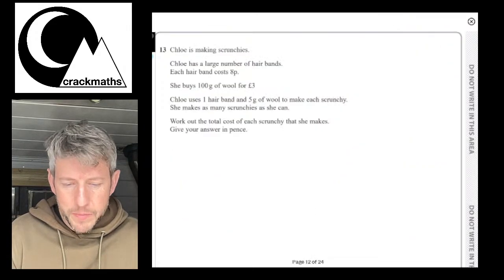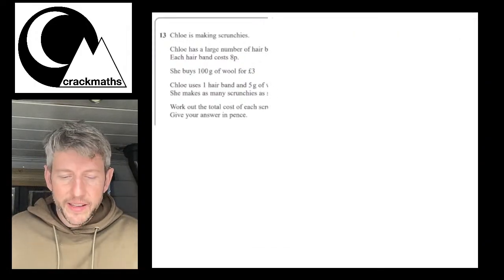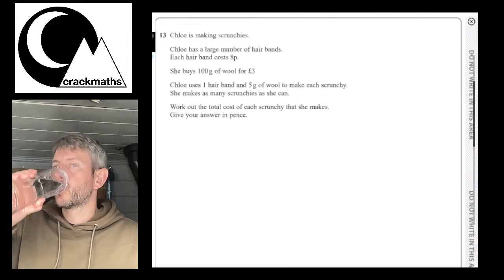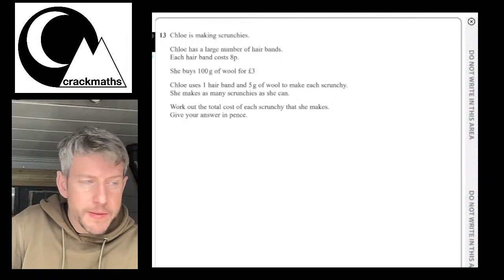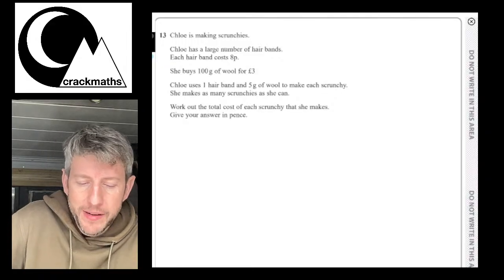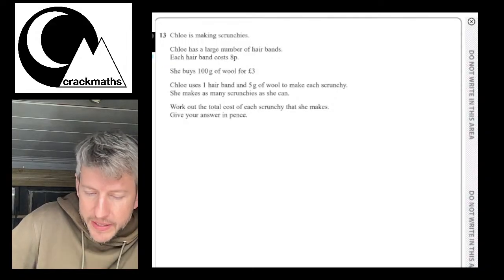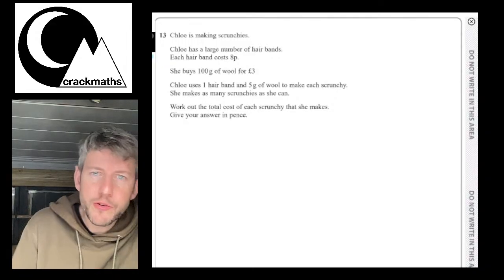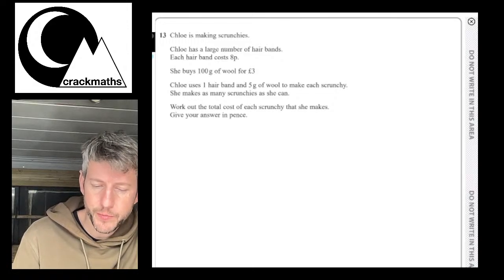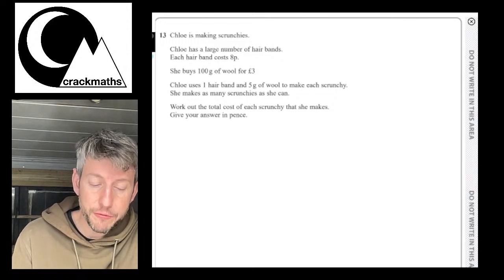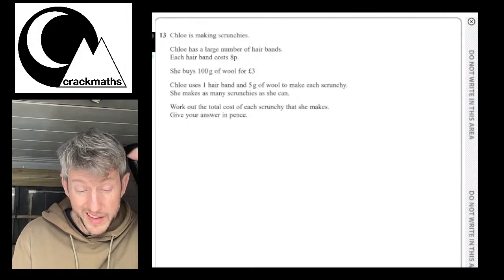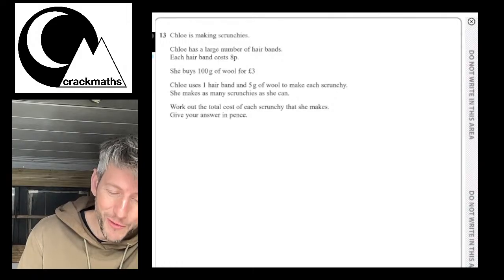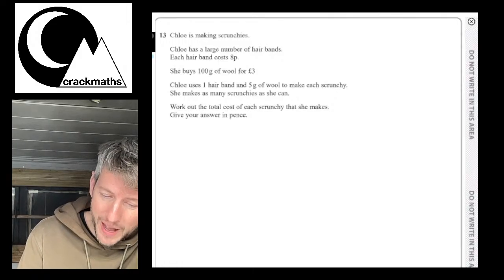Right, let's have a look at the next bit. Chloe is making scrunchies. Chloe has a large number of hairbands. Each hairband costs 8p. She buys 100 grams of wool for £3. Chloe uses 1 hairband and 5 grams of wool to make each scrunchie. She makes as many scrunchies as she can. Work out the total cost of each scrunchie that she makes. Give your answer in pence.